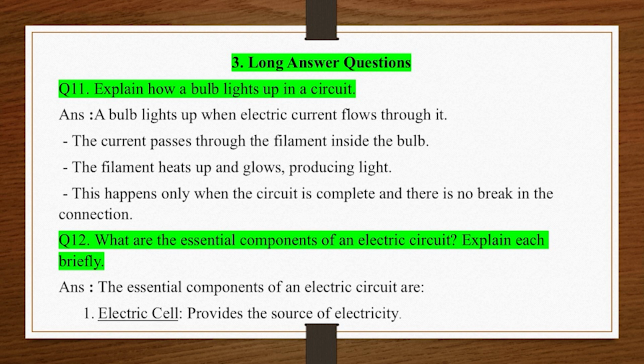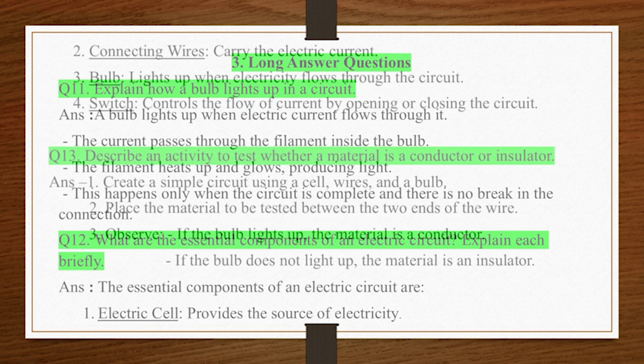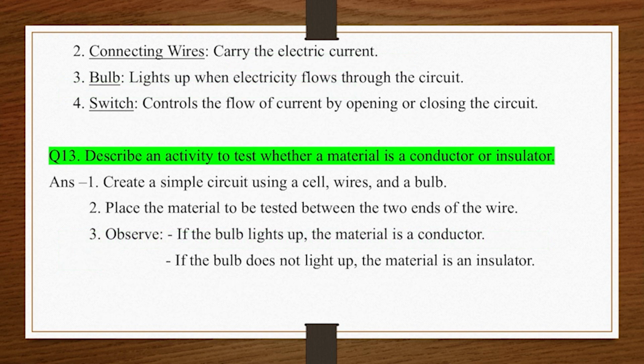12. What are the essential components of an electric circuit? Explain each briefly. Answer. The essential components of an electric circuit are: 1. Electric cell provides the source of electricity. 2. Connecting wires carry the electric current. 3. Bulb lights up when electricity flows through the circuit. 4. Switch controls the flow of current by opening or closing the circuit.